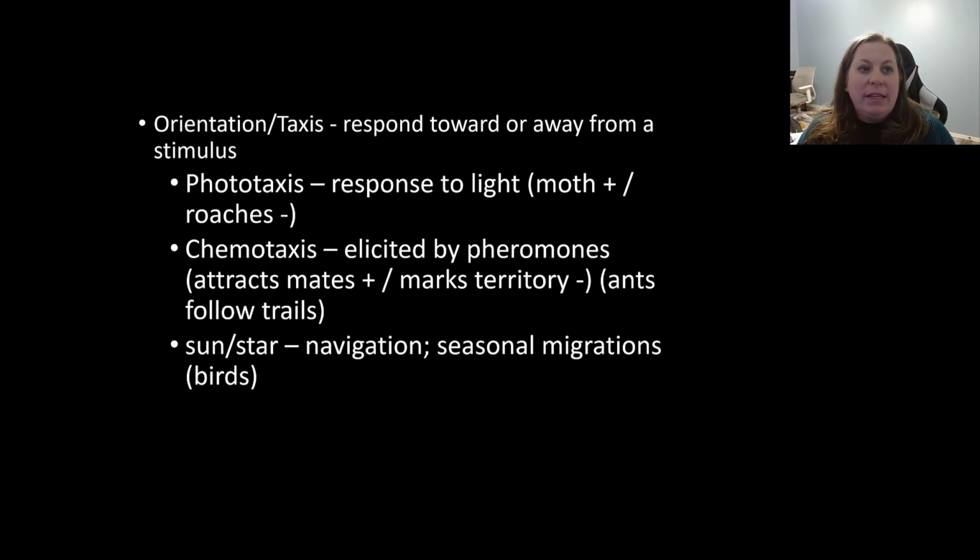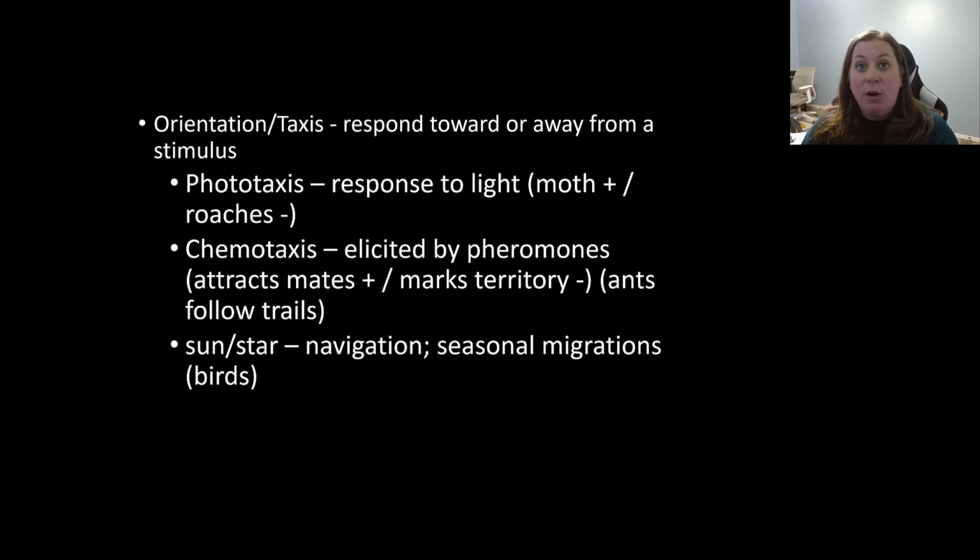The next one is orientation and taxis. This is a type of behavior that allows the organism to respond towards a stimulus or away from the stimulus. And so the stimulus here in the first example is phototaxis, which is light. So light is going to either draw the organism towards it or it's going to drive the organism away. So an example is the moth. The moth has a positive phototaxis. It's drawn towards the light. This is why when you turn your porch light on, moths will be drawn towards that light.